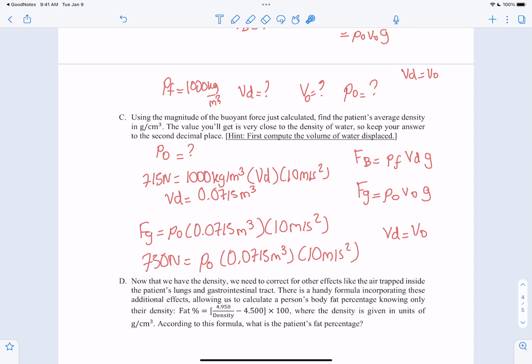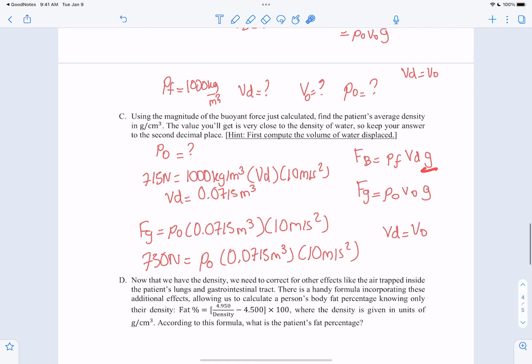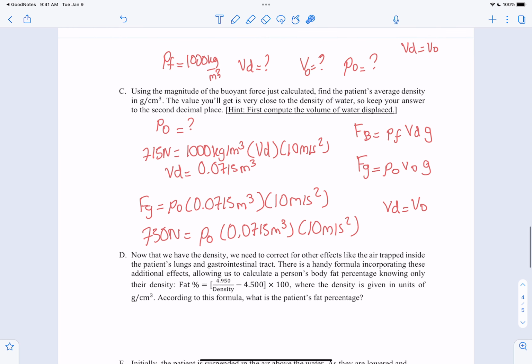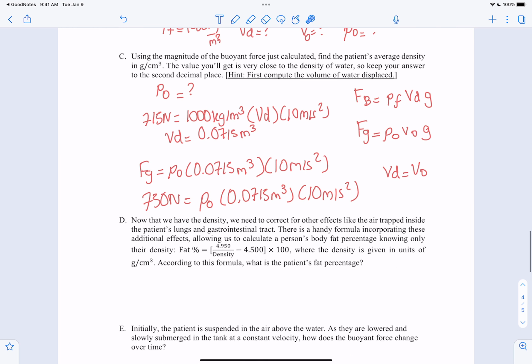The only way we can relate mass, volume, and density together, right, is by using these types of equations here, because we have access to the force values. We know what the forces are. If we know what the forces are, we know some values here: we know that the density of the fluid is 1,000 kilograms per meter cubed. We know that gravity is 10 meters per second squared. We know what the buoyancy force is. That can help us figure out the volume of the fluid displaced.